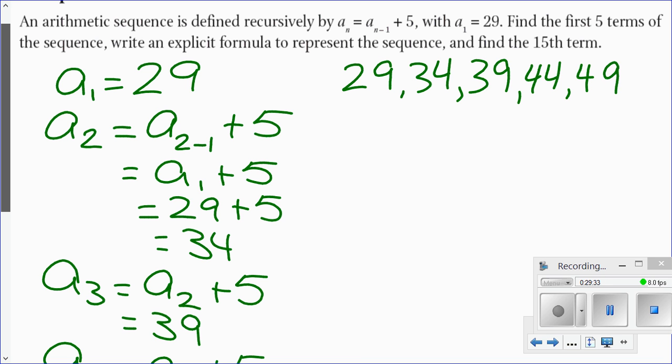Okay. So now it says write an explicit formula. So we have to go back and write the explicit formula. So we're going to switch gears. We're going to go back to this one.